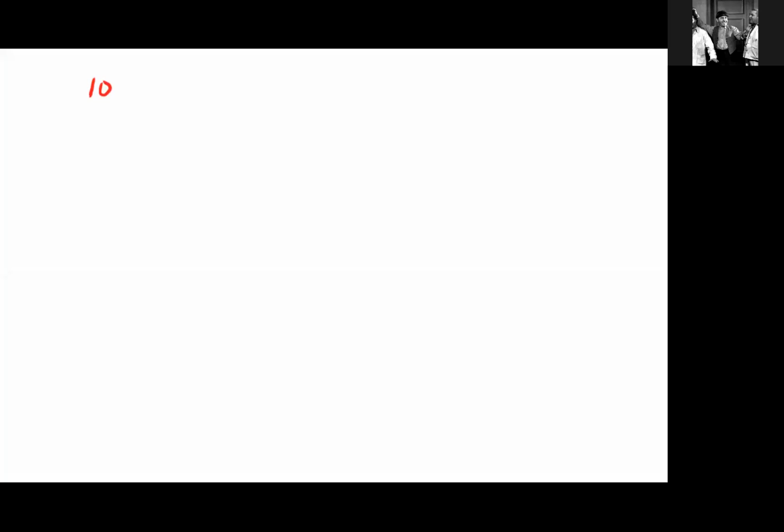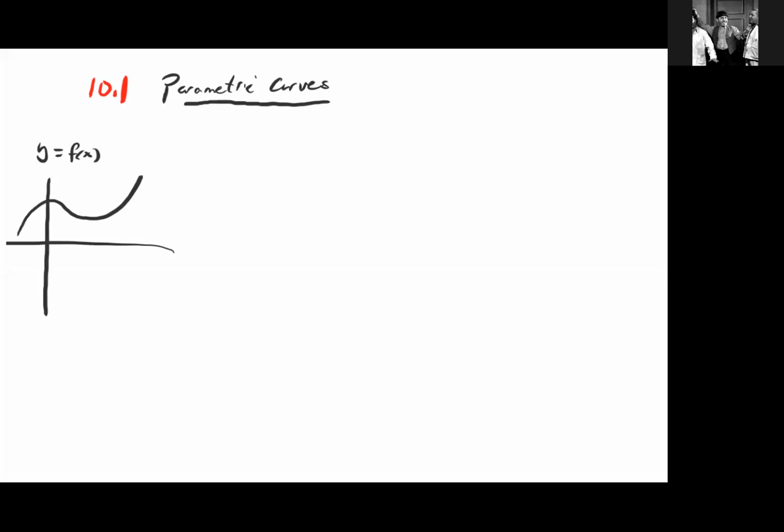Okay, so 10.1, parametric curves. So here's the idea. Usually we are looking at curves given by the graph of a function, y equals f of x. So this would give a curve, but not every curve is of that form.